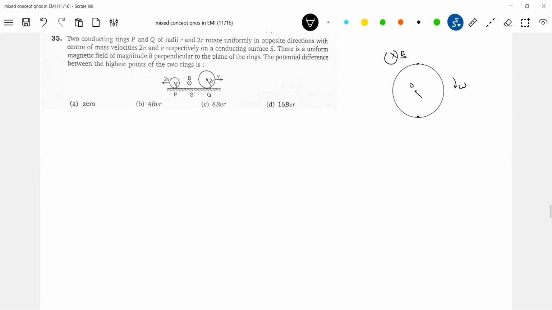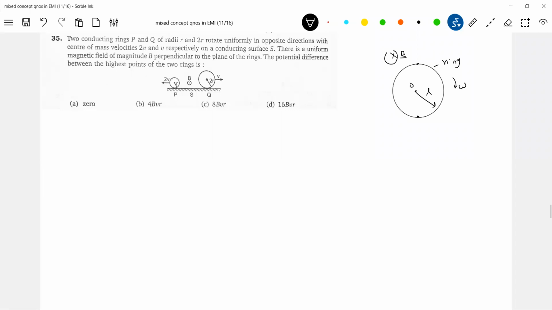B bar into the plane. Let L be the length of the ring. This is a ring. I'll just rotate the ring about an axis passing through its center perpendicular to the plane with an angular velocity omega in a uniform magnetic field, and now B bar is perpendicular to the plane of the ring and parallel to the axis of that. Will there be any EMF induced in that? It will be zero, no? No EMF will be induced.